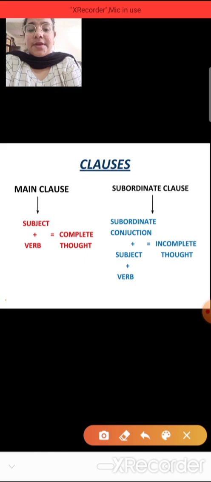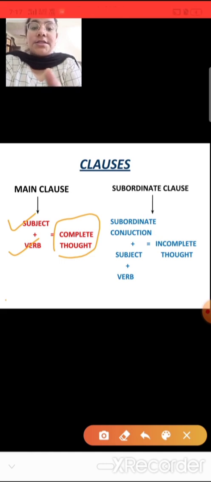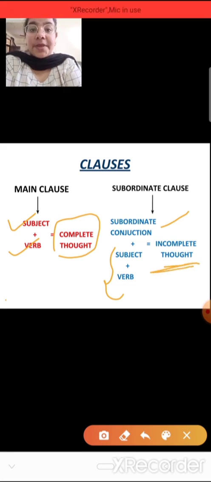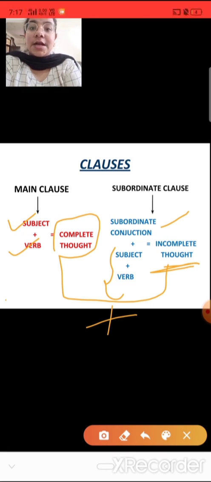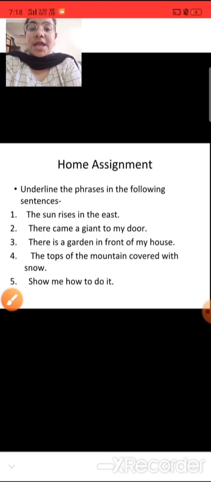Here we can see a graph that is showing what a main clause is. The main clause always has subject plus verb and it will always give a complete thought. But a subordinate clause always has a conjunction and a subject verb combination, but still it is incomplete. It will be completed when we join these two. Then only it will give a complete sense. So this was all about clauses and phrases.